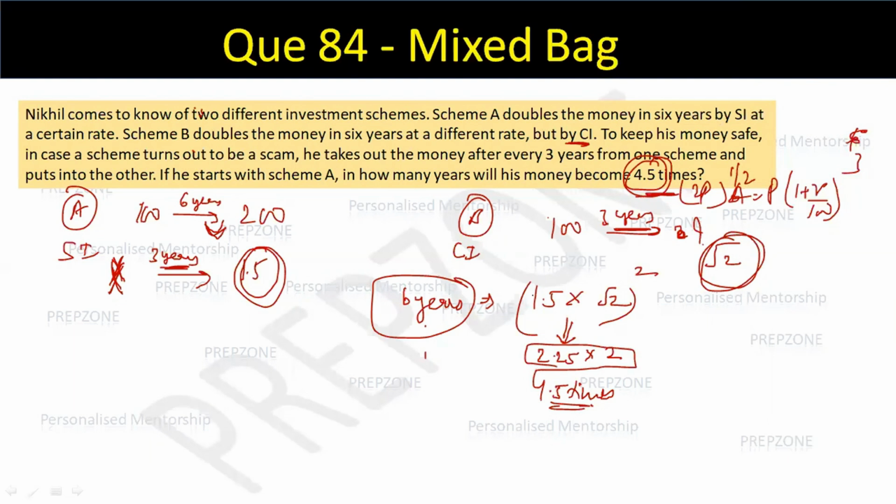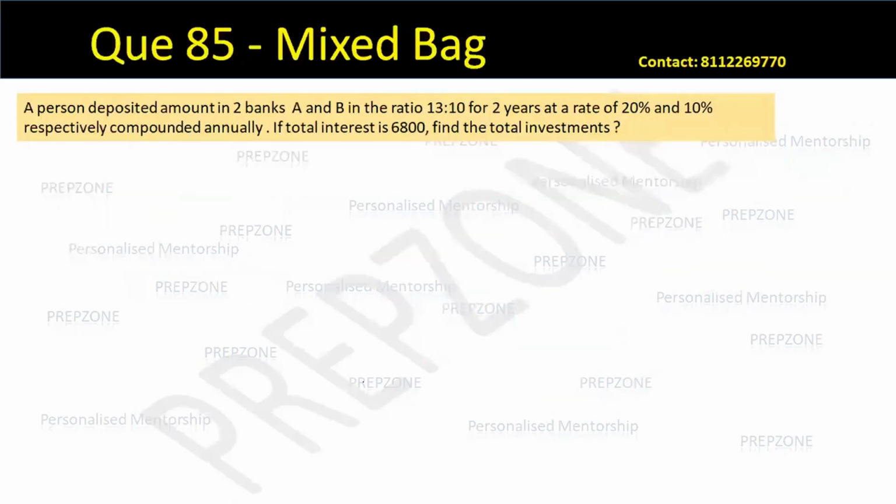So it is given to you that in 6 years money doubles, so in 12 years money will become 4.5 times. Why? Because you will just square it after one more iteration. So 1.5 into root 2, the whole square, is nothing but 2.25 into 2, which is 4.5 times. Great. Next question.